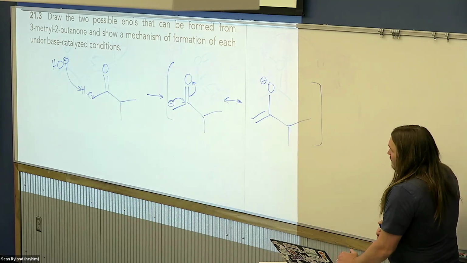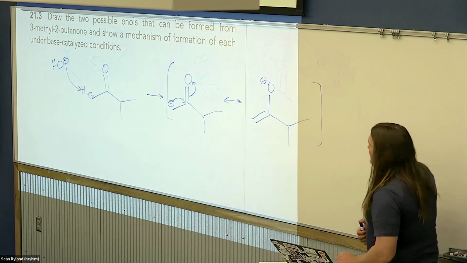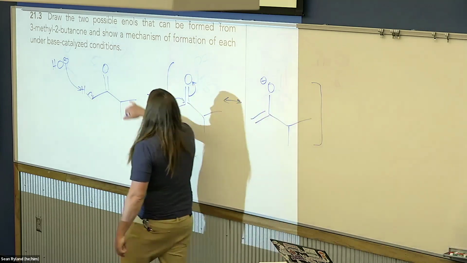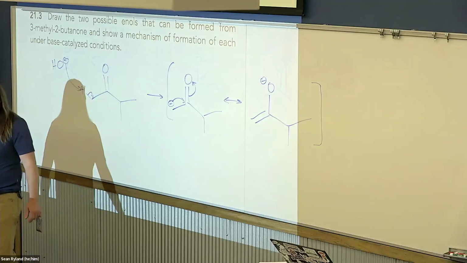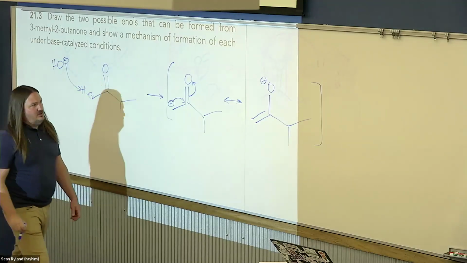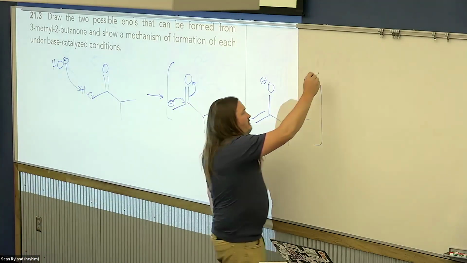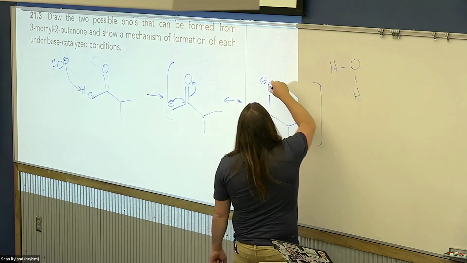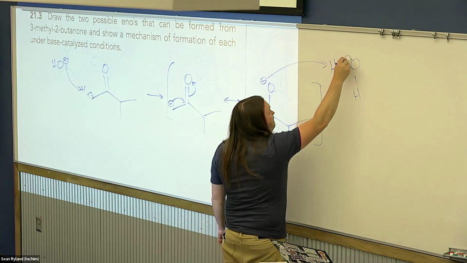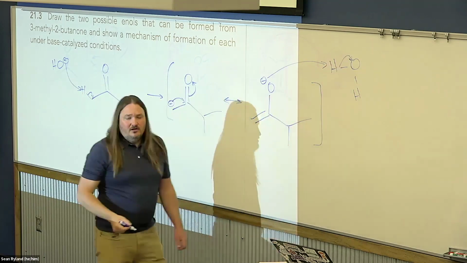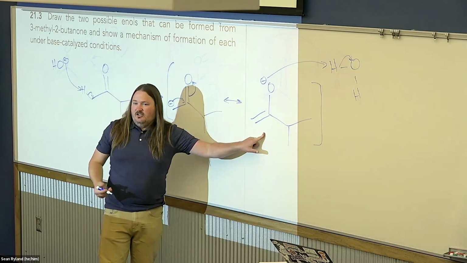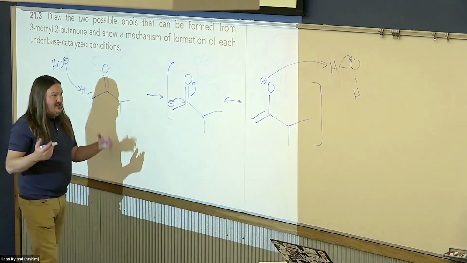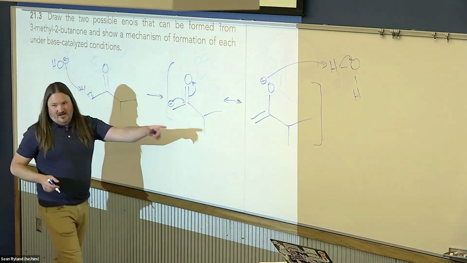Which, if we're really under base, if it says specifically show the enol, we do want to see that last proton transfer step. But really, we're under basic conditions, so we probably actually have the enolate rather than the enol. So before it says show the formation of the enolate, we stop right here.